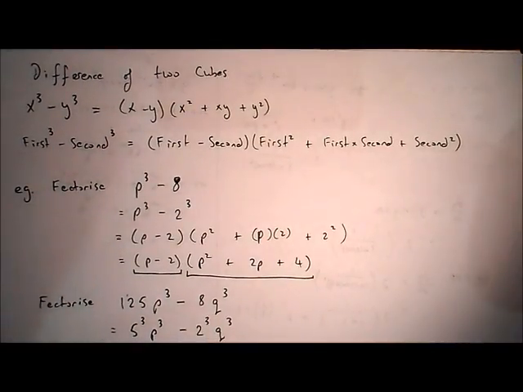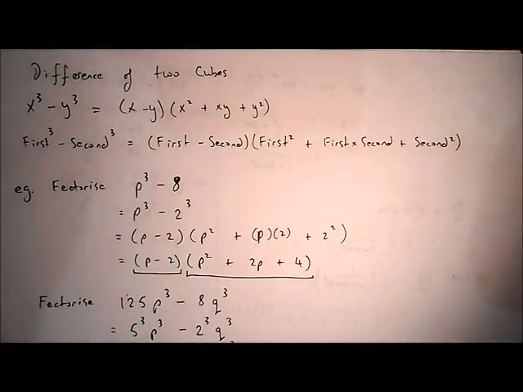I haven't factorized it yet, I've just rewritten 125 in a different way and 8 in a different way. Instead of writing 5 cubed p cubed, I'm going to put the 5 and the p in brackets. So write 5p and put the cubed outside, and I'm going to write 2q in brackets and put the cubed outside. And now if you look at what I have, I've got a difference, because I'm subtracting, and it's a difference of 2 cubes.